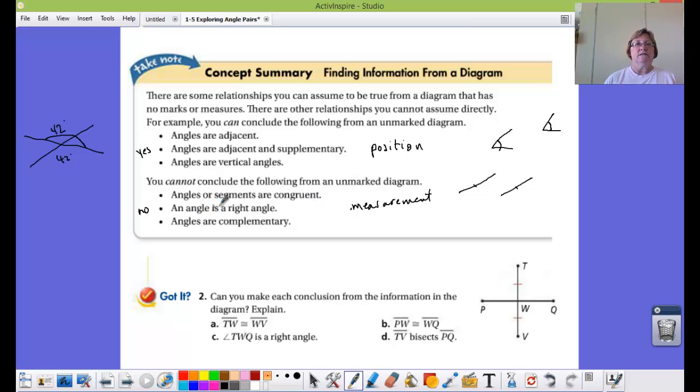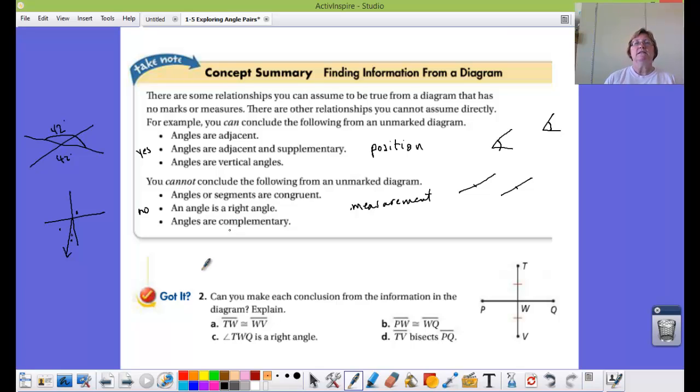You cannot assume that an angle is a right angle just because it looks like it. So if we were to draw this picture and that's it, even though that looks like it might be a right angle, you don't know because it's not marked. You cannot assume that two angles are complementary from a picture. Again, if I drew in a ray here and said, okay, tell me about this angle and this one, since I don't know that there's a 90-degree there, I cannot tell that they are complementary. You can assume position. You cannot assume about the measure of things.